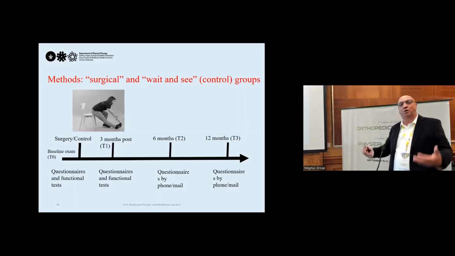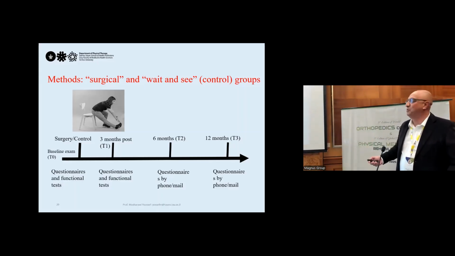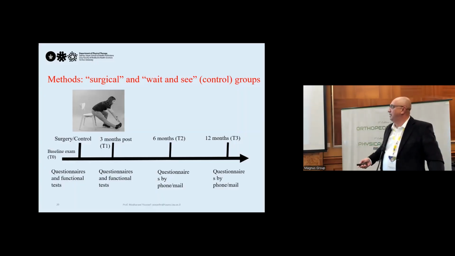So we had to know what's happening with everyone. And we managed to divide it into T0 baseline, after 3 months, 6 months and 12 months. We gave questionnaires and functional tests by each side, but then at 6 months, only the questionnaires were held.